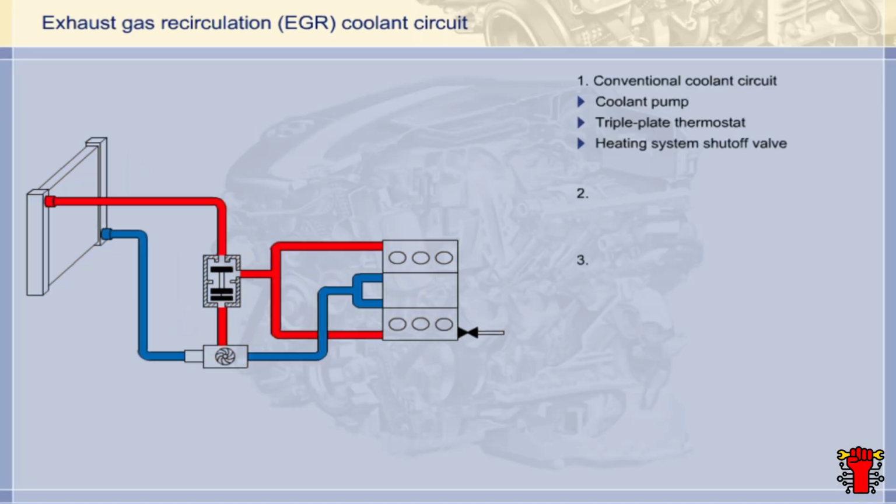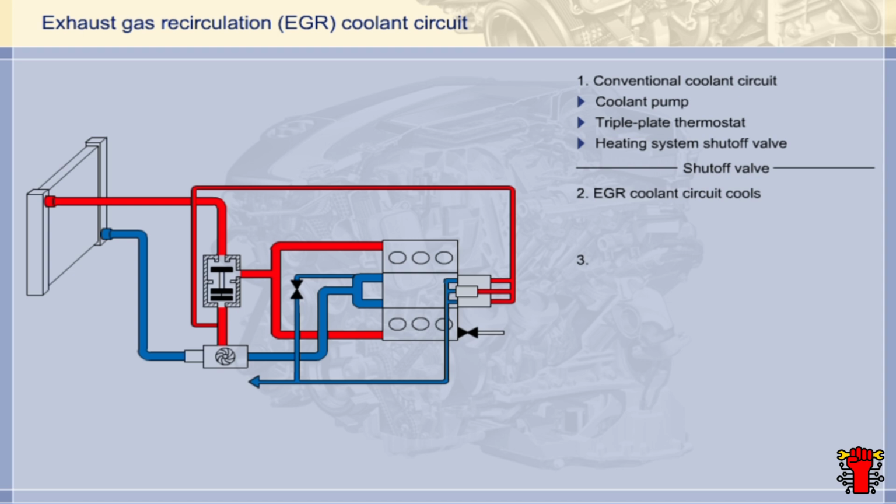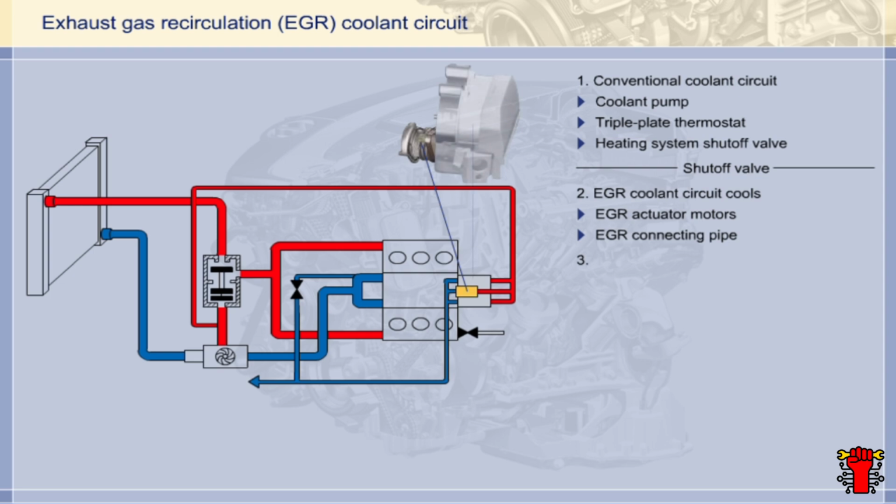The DE engine variant has 2 additional coolant circuits. Both can be connected and disconnected by means of a common shut-off valve. Let's look first at the coolant circuit for external exhaust gas recirculation. Its task is to cool some of the components that are particularly sensitive to heat. These are the 2 actuator motors for regulating the amount of recirculated exhaust gas, and the connecting pipe through which the recirculated exhaust gases flow back to the intake pipe.